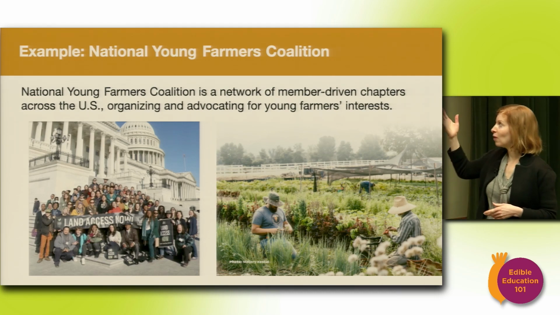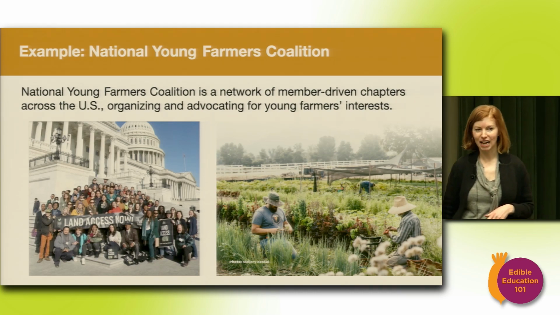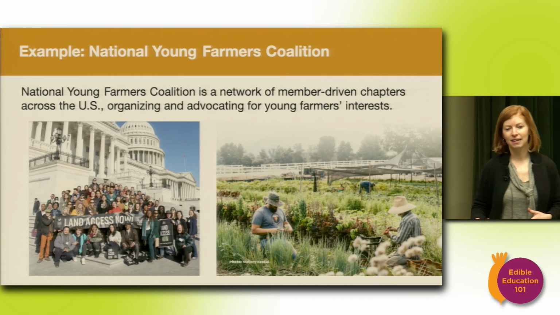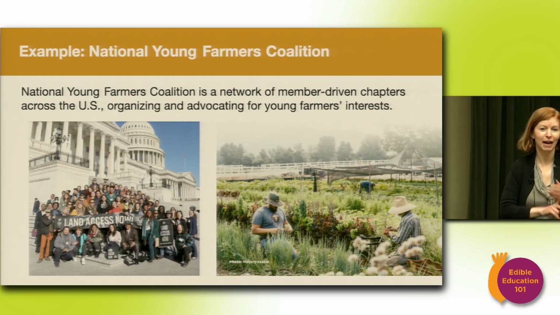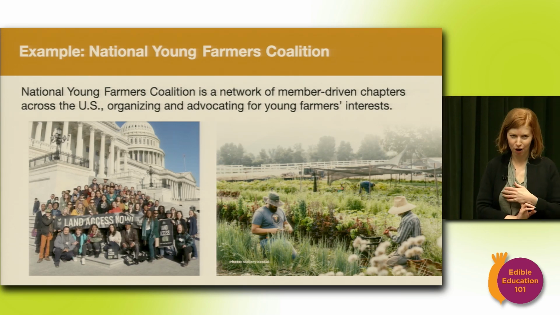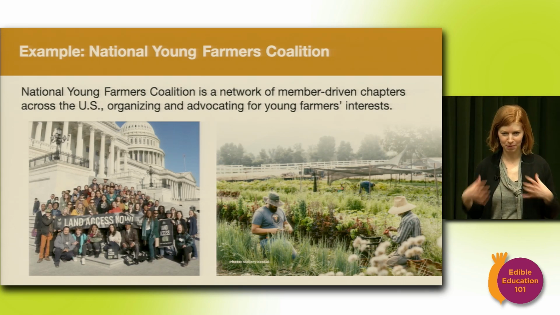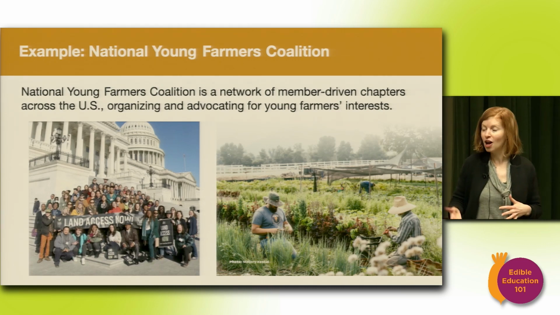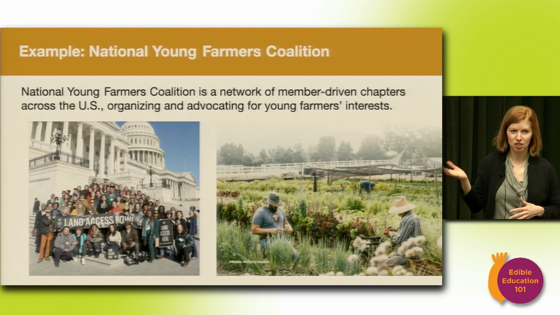The number one issue that they always tend to come up with is land access. Land is so, so expensive. That means there are a lot of young people who care about climate change, who want to farm really as a public service, right? It's something they want to do because they're passionate about it. It's not about getting rich, but they can't get land because land is so unaffordable.